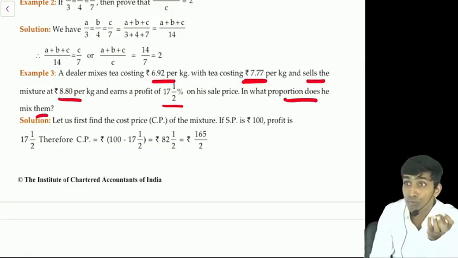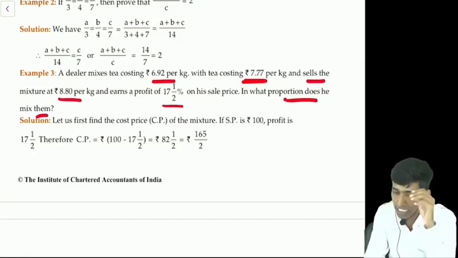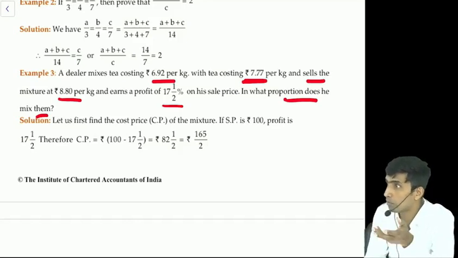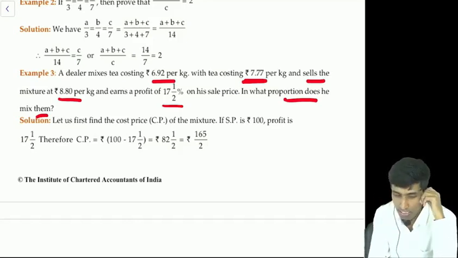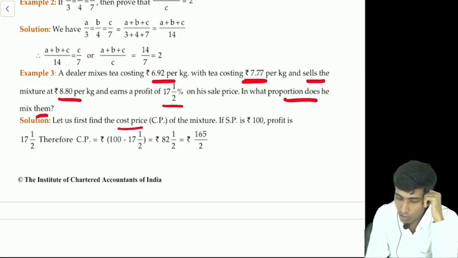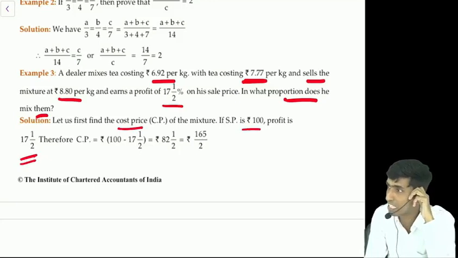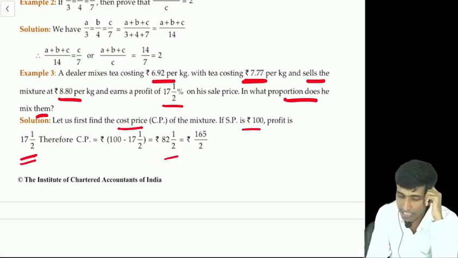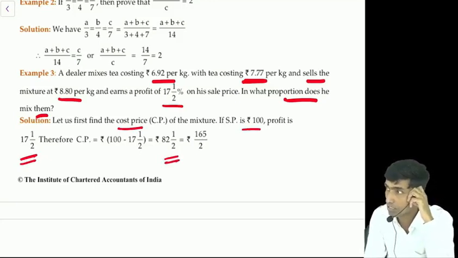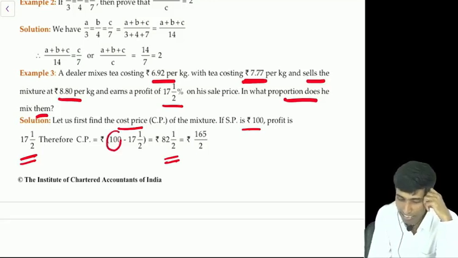If you know the cost price of the mixture, then only you will be able to get the proportion, because you know the profit and all. How? Find the cost price of the mixture. If selling price is 100, profit is 17.5. So my cost is how much? 82.5.